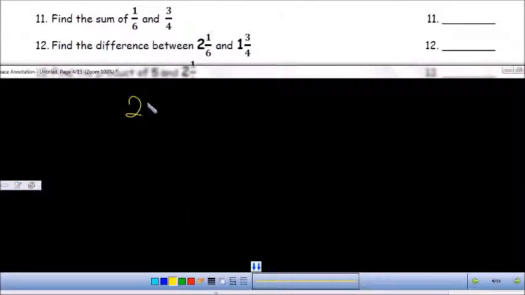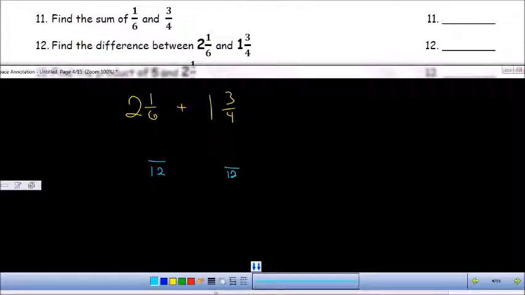The first number we have is 2 and 1/6, and we also have 1 and 3/4. Notice that when I made these problems, I kind of made it easy for all of us, where we have a 6 and a 4 again. So we already know what the common denominator is going to be. We know it's going to be 12. So we do need to change those to common denominators.